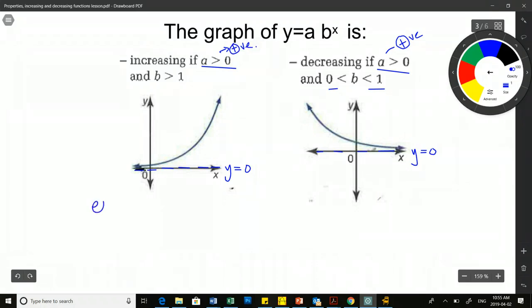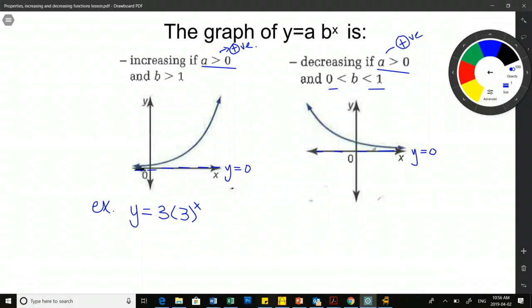Okay, so a sample equation that would produce this type of graph, increasing above the x-axis, or above the asymptote, I should say, could be any positive a value, so let's say 3, and any b value that is greater than 1. So Kendall, can you give me a b value that's bigger than 1? 3, sure. So 3 to the x. So this type of thing, positive a value and b value bigger than 1, would give us that shape.